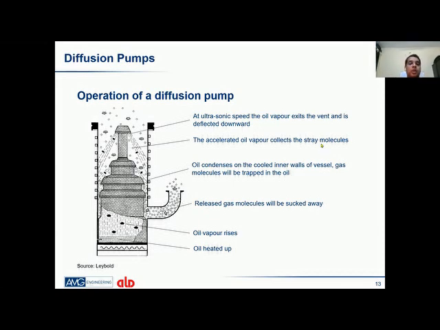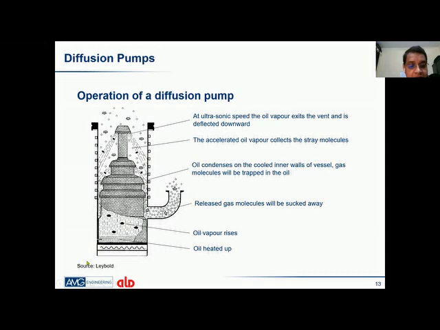processes also. When you see this diffusion pump, there is actually no motor connected to it. It works on a very simple principle, the Bernoulli theorem: when there is an increase in speed, you will find a pressure drop at that particular area.